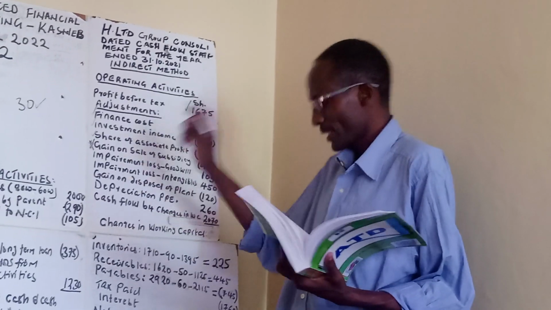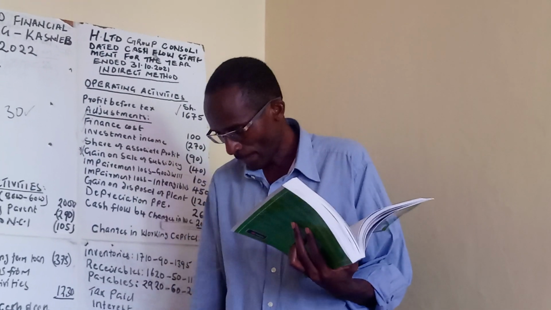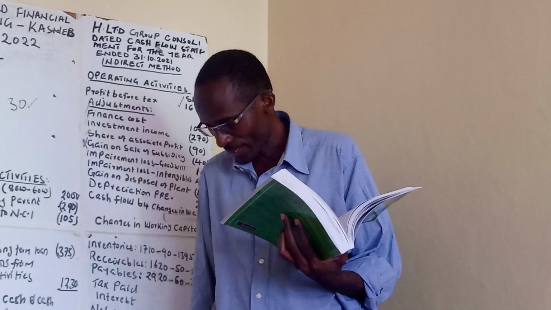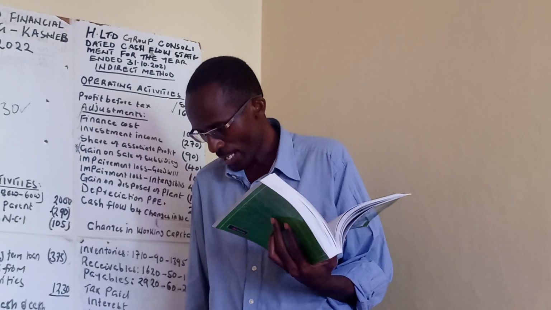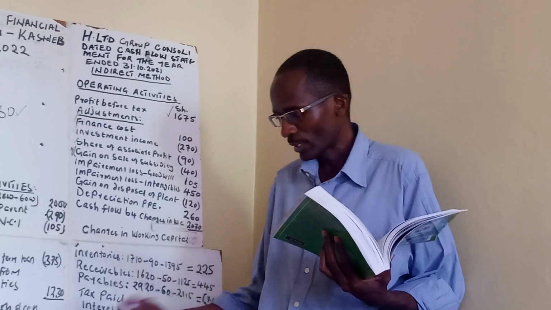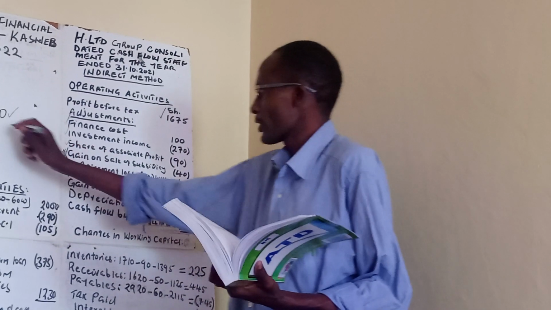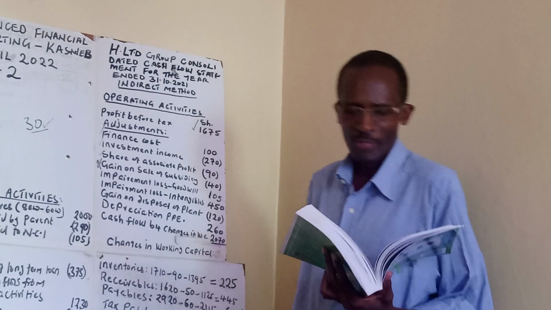So how did we get the 40? This is how we got the 40. We say the 310 minus 30, then minus 240. 240 means 300 times 80%. That is how we got this one. So some of you are asking me how we got the 30.